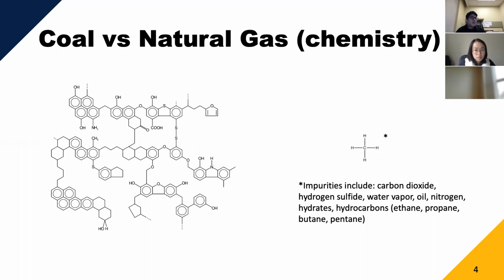So these are the basic chemical displays for these fuels. And note that while natural gas is always going to be this CH4 molecule, the example on the left is not, not all coal looks like this. It'll be in similar sorts of forms, but not exactly like this molecule.